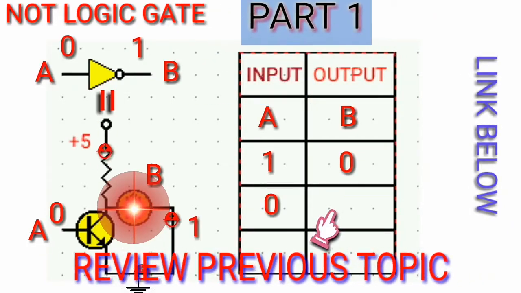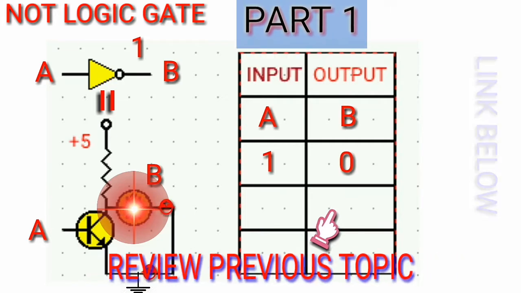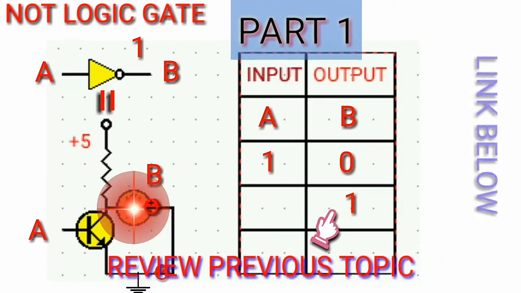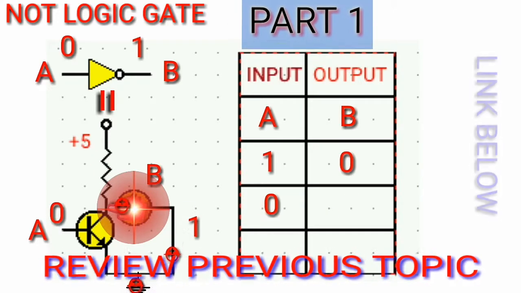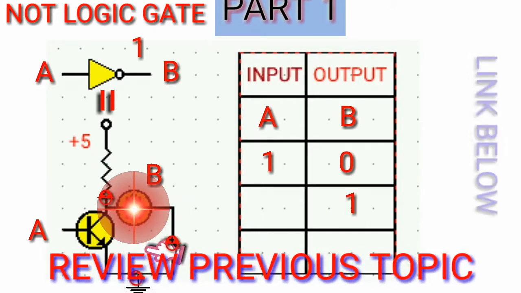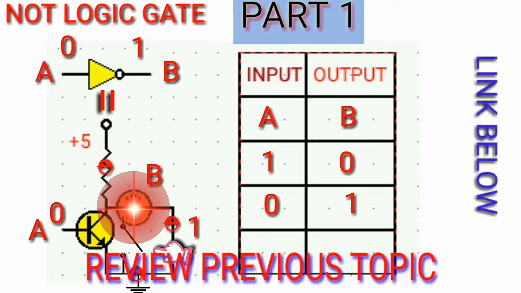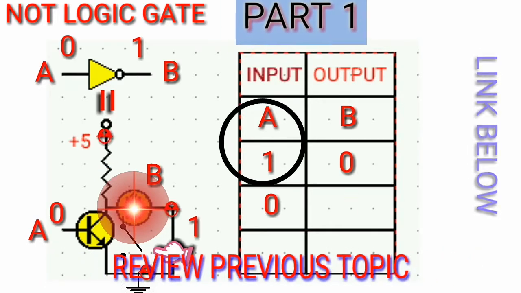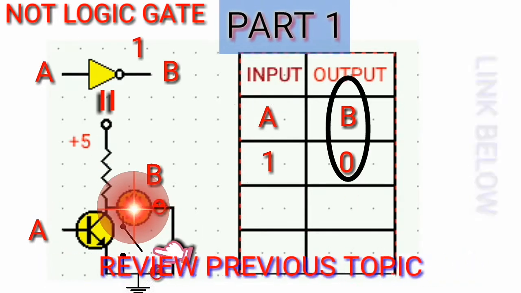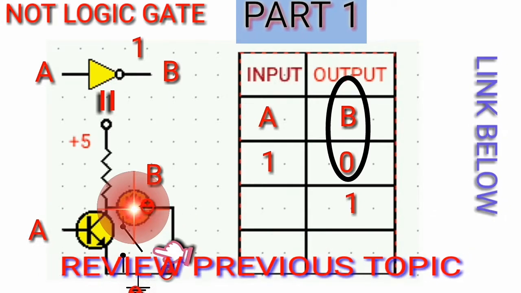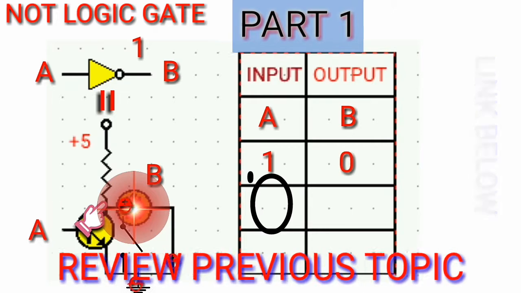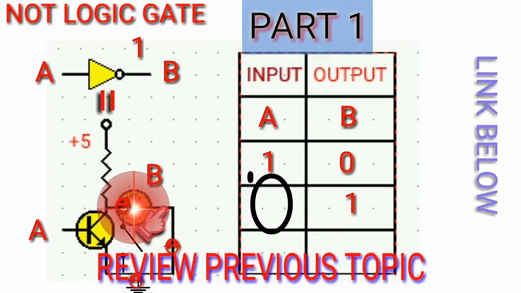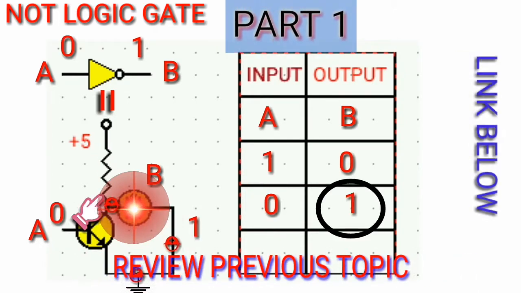Take note guys, the input A and the output B are always opposite. So when the input A is high, then the output B will be logic low. When the input A is logic low, then the output will be logic high.